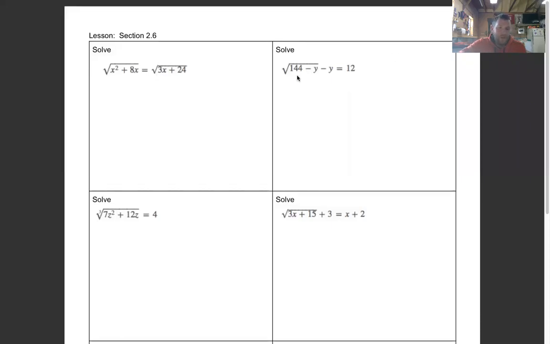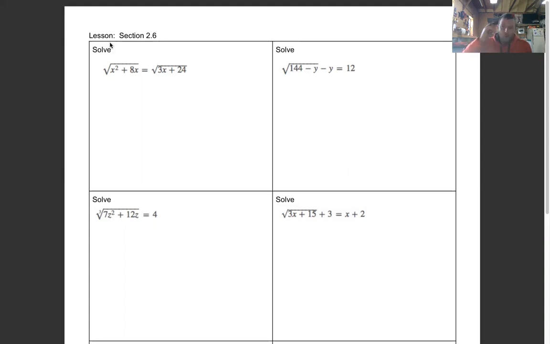All right, we're going to go ahead and do section 2.6. This is solving radical equations. As you can see, each of these equations has some sort of square root or cube root. I think some of them might even get up into the fourth root in the homework.